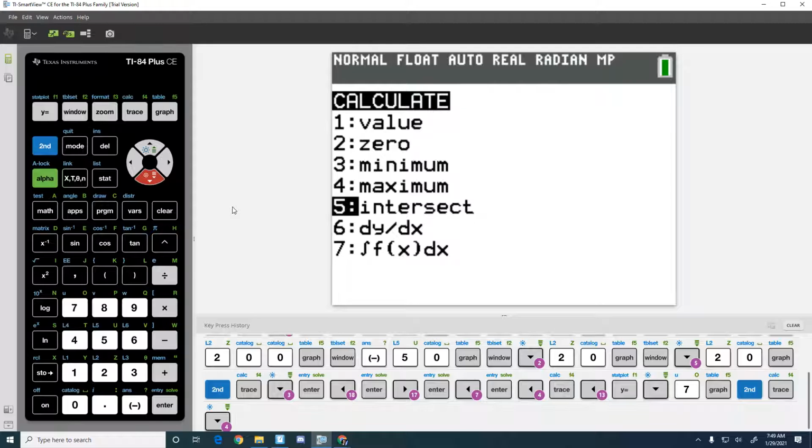Is everyone else able to see the parabola and the horizontal line on your calculator? Was everyone able to do that?